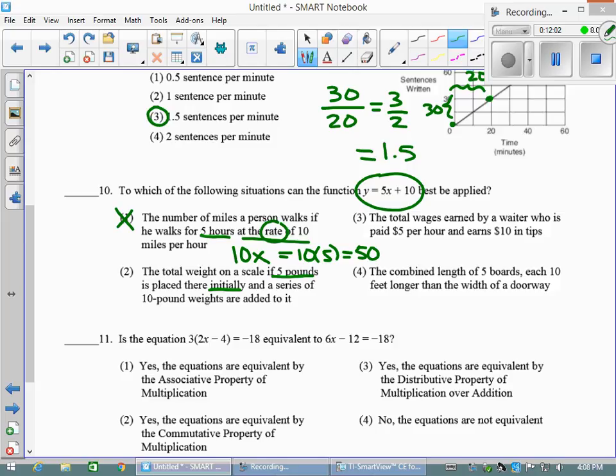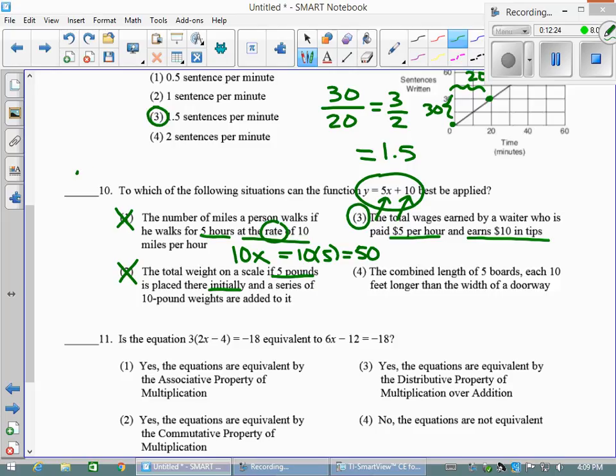Does not match up. Total wages earned by a waiter who is paid $5 per hour, so that's good for my rate, and earns $10 in tips. So that's going to be the amount that they earn no matter what amount of hours they work. So that would be their starting value or initial value. So choice 3 matches up with my equation.